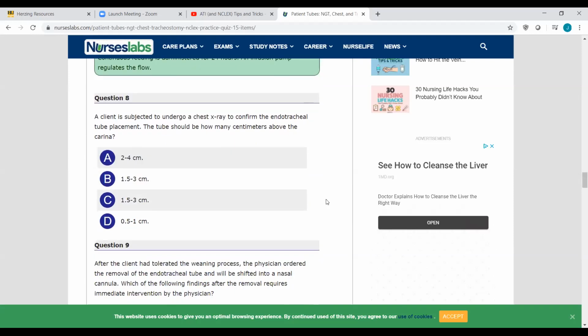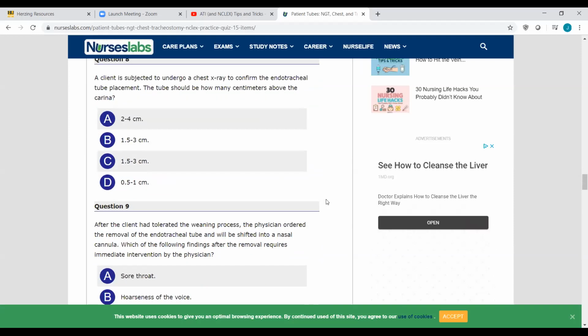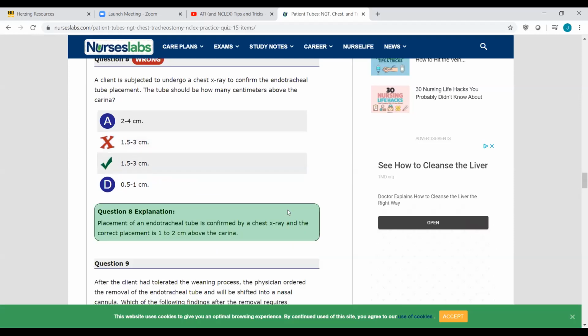Okay, a client is subjected to undergo a chest x-ray to confirm the endotracheal tube placement. The tube should be how many centimeters above the carina? I don't know if you'll know this. I probably would never know this either. So just make a guess, it's okay. Isn't B and C the same? Yeah, they are. So maybe one of them. Just make a guess. B and C. Look, so we are right, but that's so stupid. Someone screwed up there.